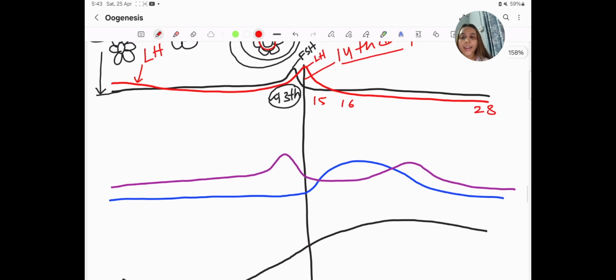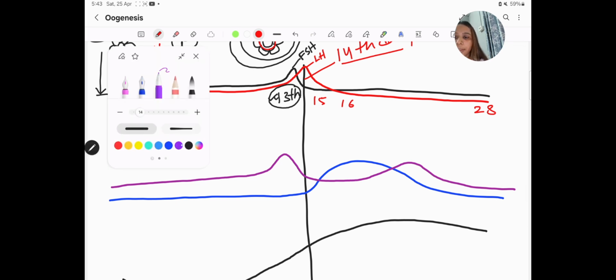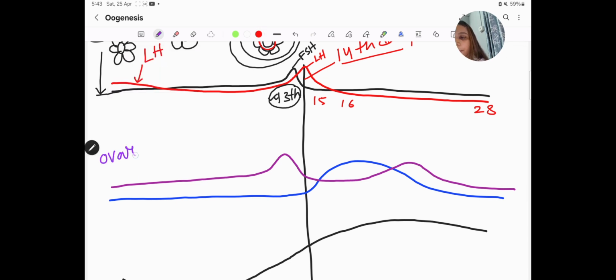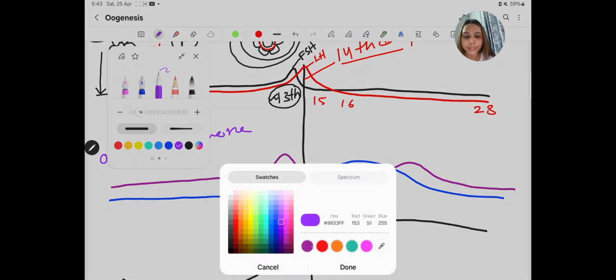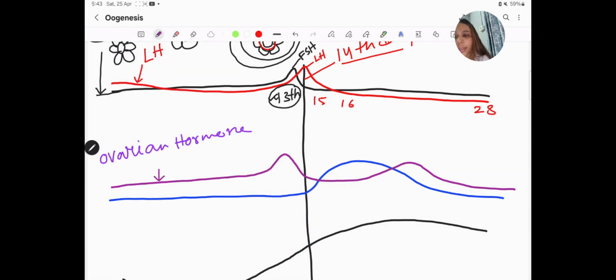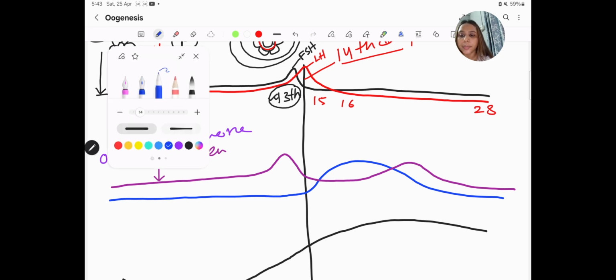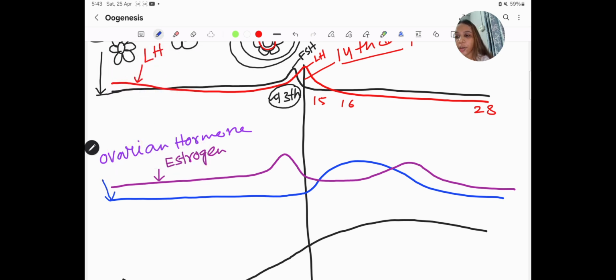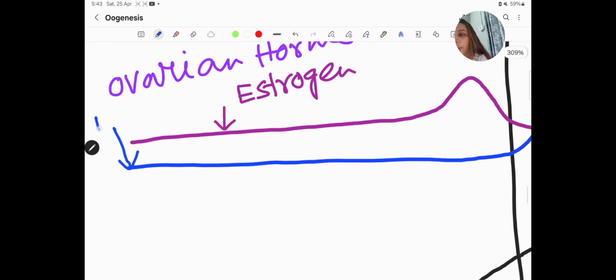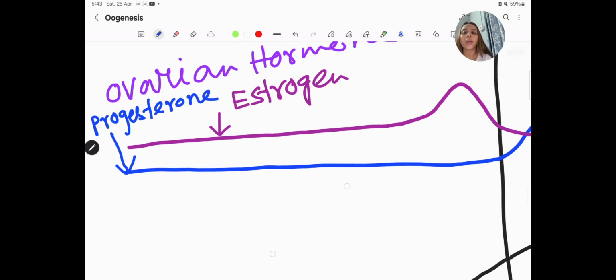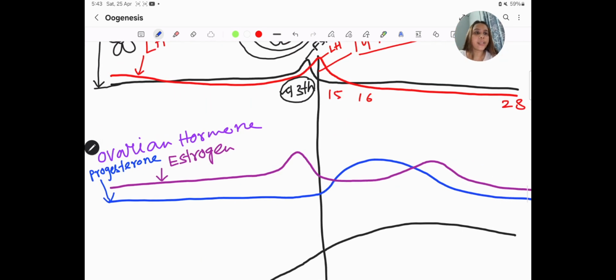Next, these are the ovarian hormones. So this magenta is the estrogen. Okay, and this blue color is for progesterone. So what happens when they are released?